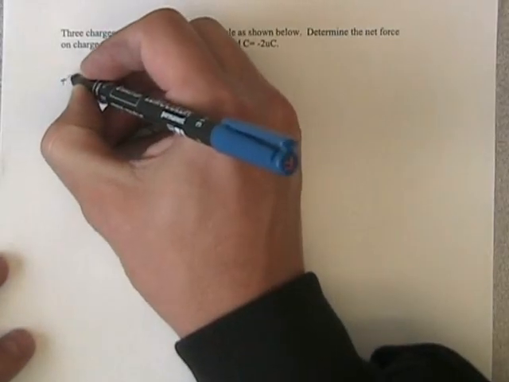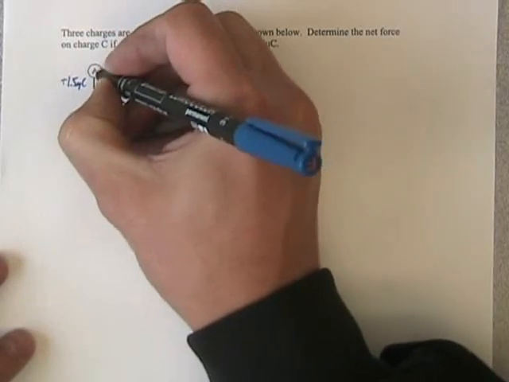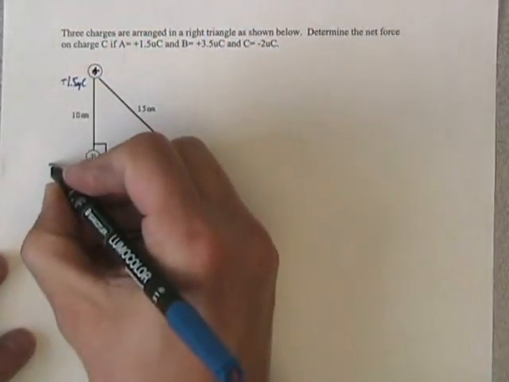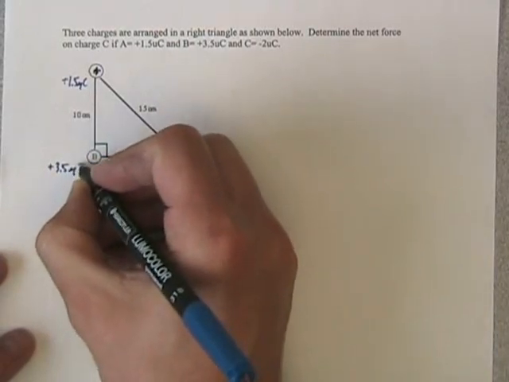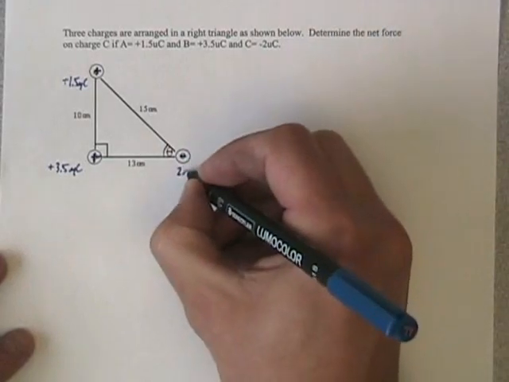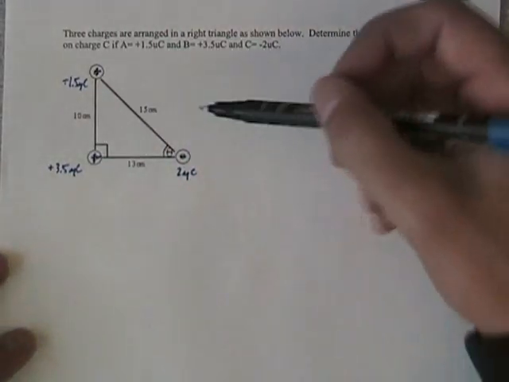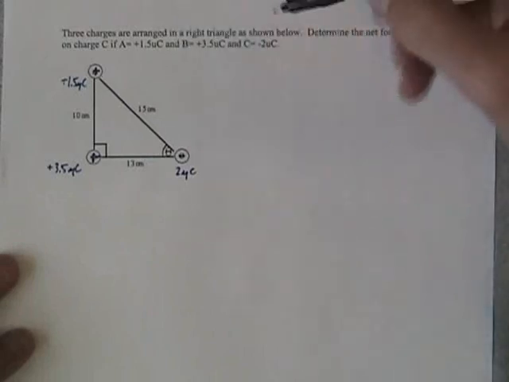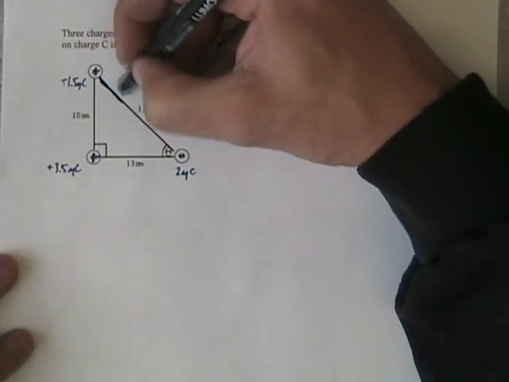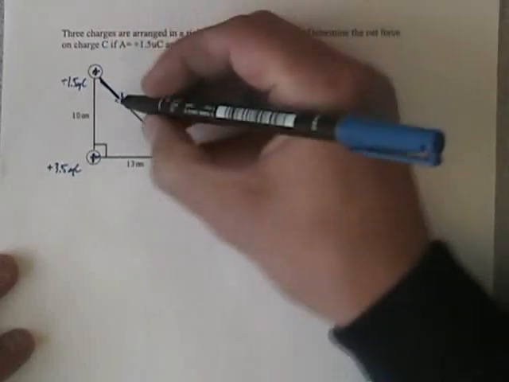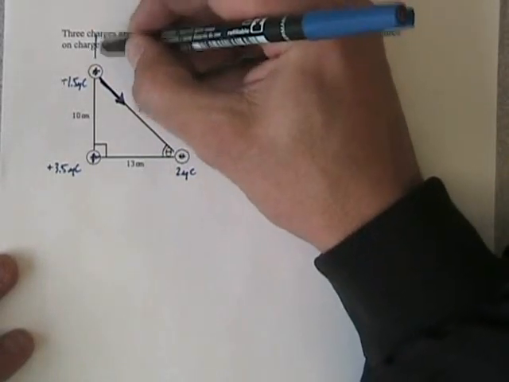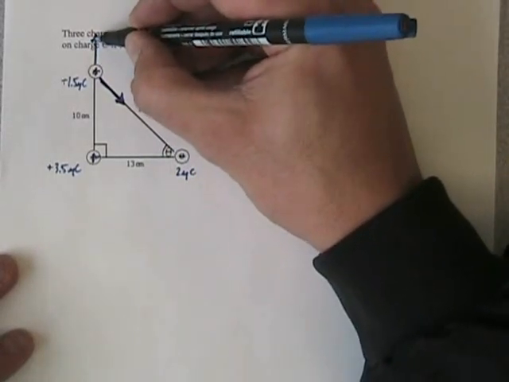A is positive 1.5 microcoulombs, so A is positive. B is positive 3.5 microcoulombs, so that's positive. And C is a negative 2 microcoulombs. What I need to do first of all is figure out the direction of my forces. So positive and negative means that this positive is going to be pulled this way, and positive and positive means that this positive is going to be pushed that way.